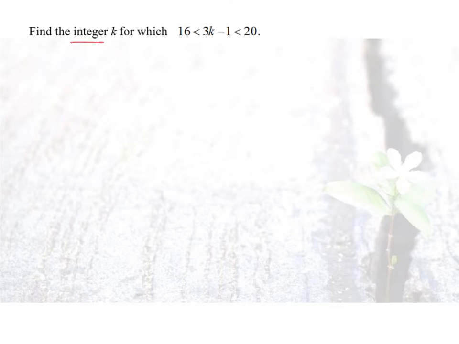Find the integer value k for which it satisfies this inequality. Now we notice that there are two parts of the inequality, so I can split this inequality up into two different parts. One is over here, 16 smaller than 3k minus 1. And the other one is 3k minus 1 smaller than 20.